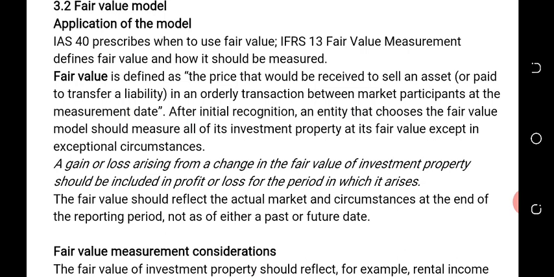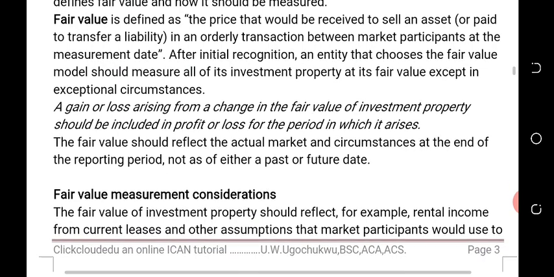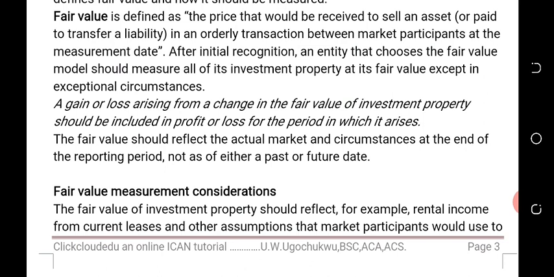After initial recognition, an entity that chooses the fair value model should measure all of its investment property at fair value except in exceptional circumstances. So once you choose the fair value model, you should measure all your investment property using the fair value model.